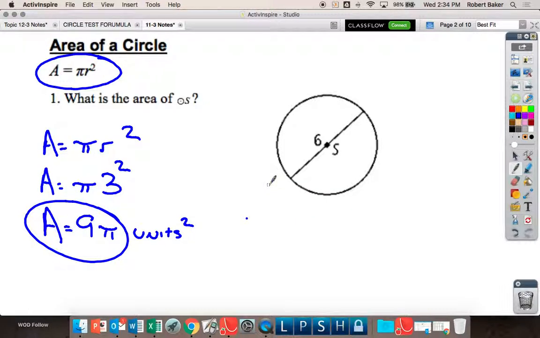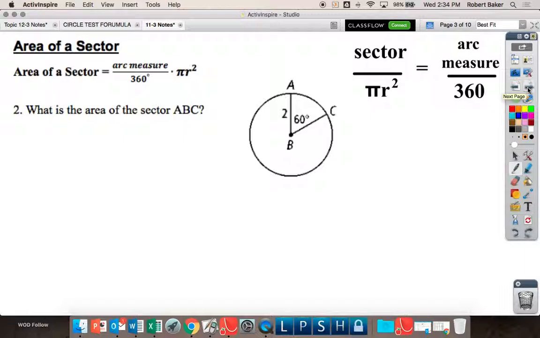All right, so now we got area of a circle knocked out. Let's get to the real deal. So area of a sector. Right now we're going to try and calculate the area of sector ABC. So we have the book method and we have Baker's method. The reason I like Baker's method better is because it's just like the arc length formula.